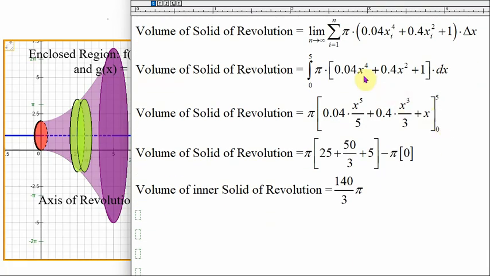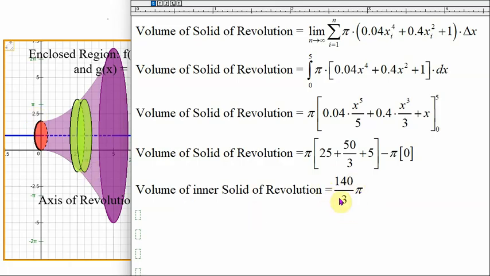The integral of x to the 4th is x to the 5th over 5, the integral of x squared is x to the 3rd over 3, and the integral of 1 is x. Then evaluating from 0 to 5, when x is 5, we get 25, and then here we get 50 over 3, and then here we get 5. And when x is 0, we just get 0. Simplifying everything, we get 140 over 3 times pi.